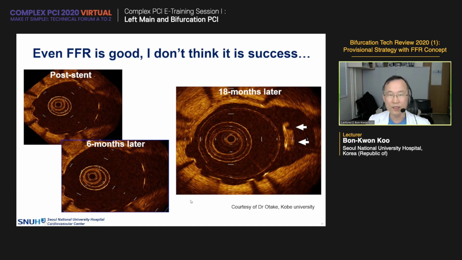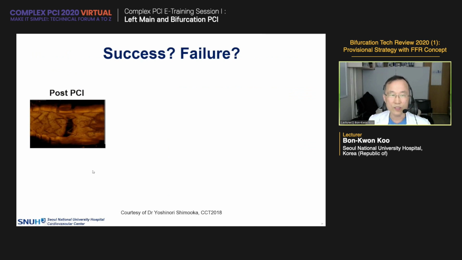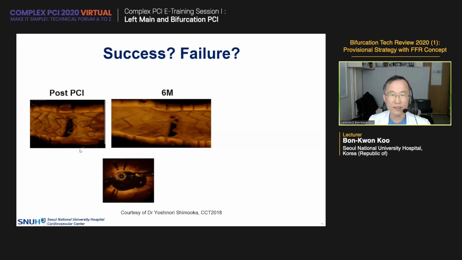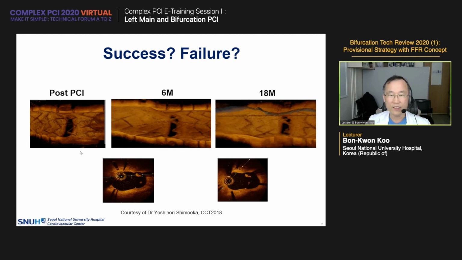additional procedure. But there's also another story. This is an OCT which I borrowed from Dr. Shimoka. This is a post-PCI OCT, 6 months later, 18 months later. You see that something happens here and some bad things happen here.